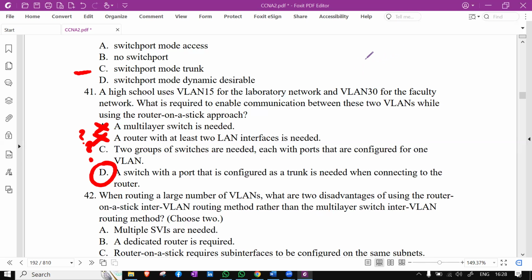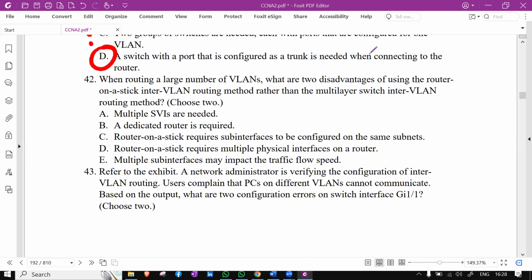All right, 42. When routing a large number of VLANs, what are two advantages of using the router on a stick inter-VLAN routing method rather than the multilayer switch inter-VLAN method? So this is router on a stick versus multilayer switch. What are the disadvantages of router on a stick? Multiple SVIs are needed. No, that one is for the multilayer switch; router on a stick doesn't need that. A dedicated router is required. Yes. This is a disadvantage. Why is it a disadvantage?